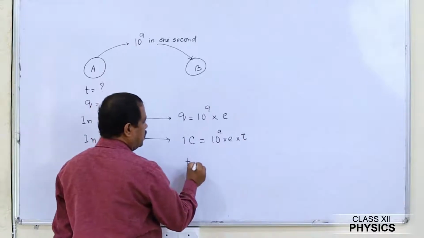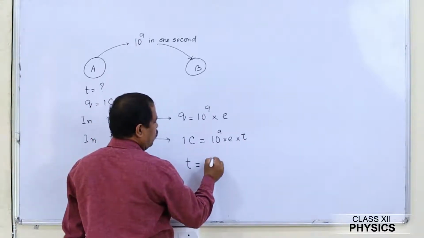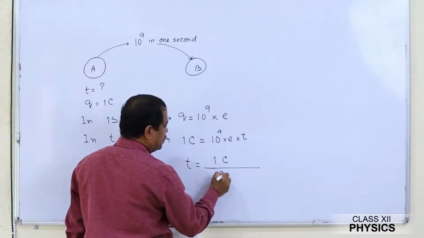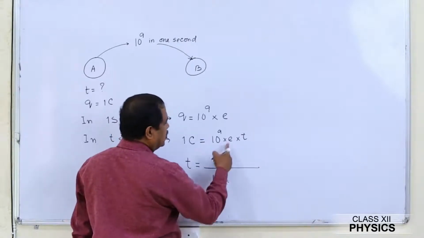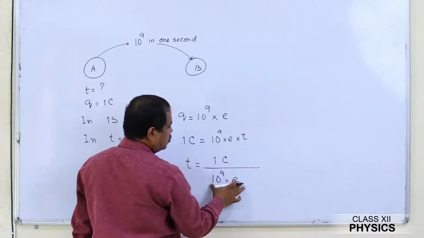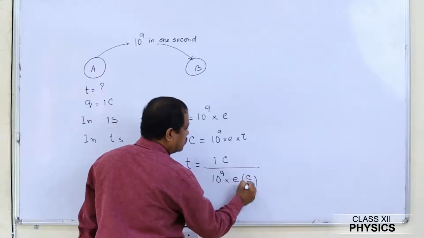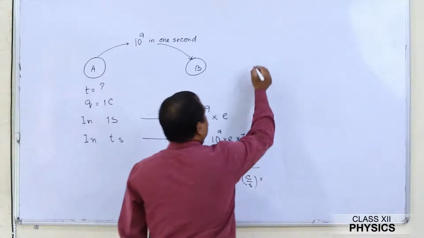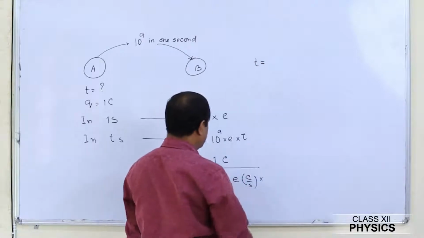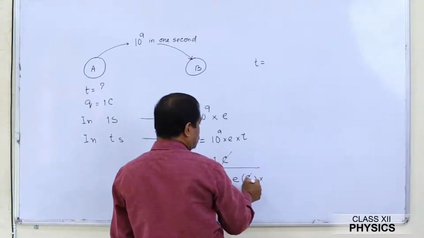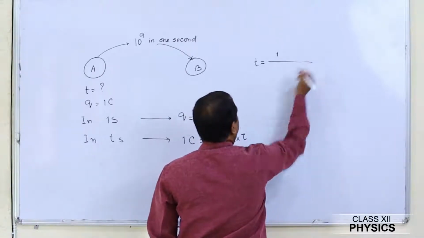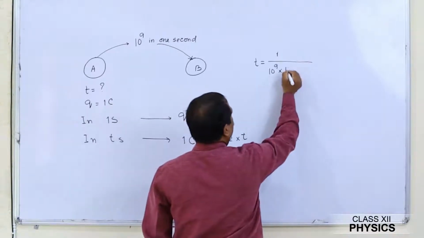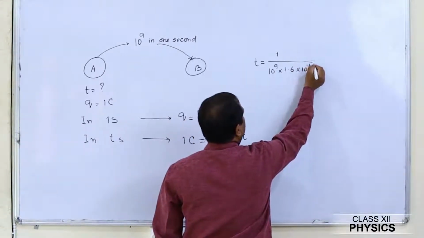So for me, T will be equal to 1 Coulomb divided by 10 power 9, the number of electrons per second, into E. So this is Coulomb per second for us into time. Or as such, if we move on to the solution, we are going to have T is equal to this; Coulomb and Coulomb cancel. Second will go to the top. So we have 1 divided by 10 power 9 into the value of E, which is given as 1.6 into 10 power minus 19.